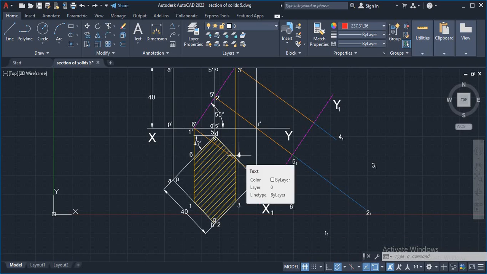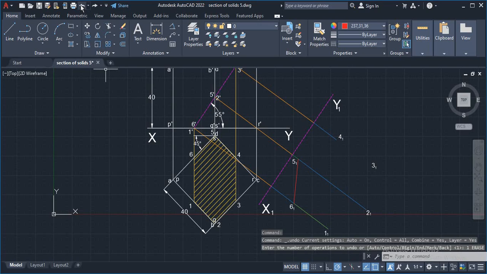Now measure the distance between 4 to 3, and keep your compass pointer on 4 suffix 1, draw an arc. When you extend this line towards the arc, you will get 3 suffix 1. So you can see here.